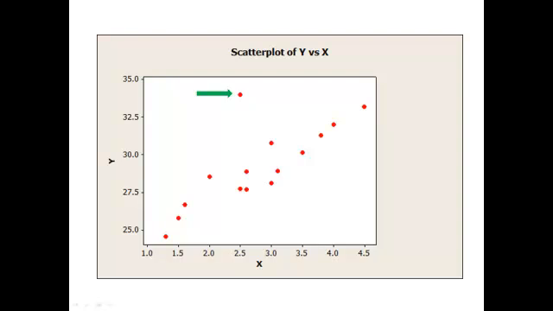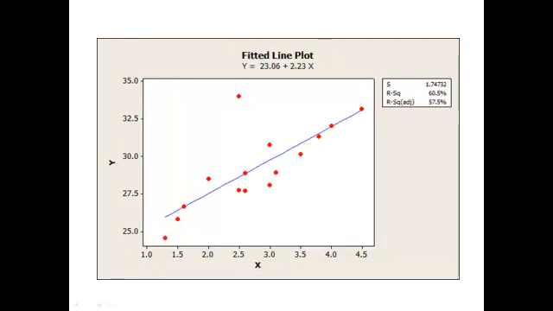Well, let's fit a regression model to this data. We get the model y hat equals 23.06 plus 2.23x. And we notice that the regression line appears to fit pretty well through the main pattern of points. But now, let's remove this point that seems like a bit of an outlier, and then we'll re-estimate our regression model.